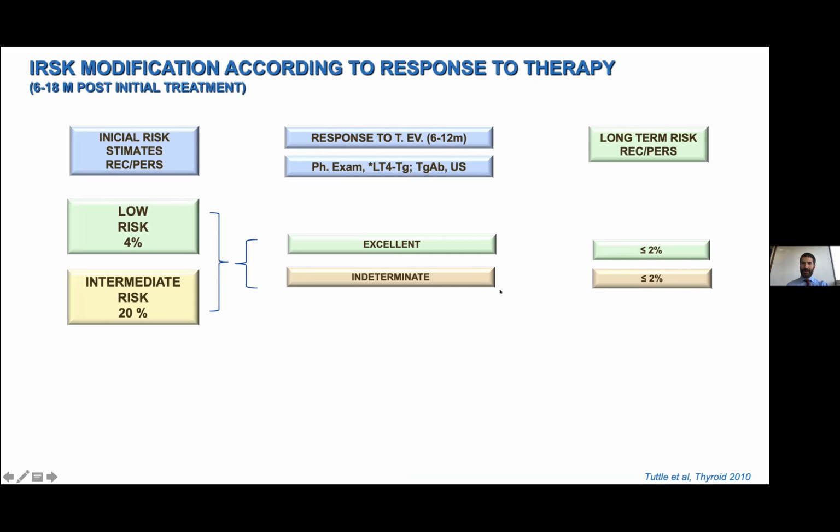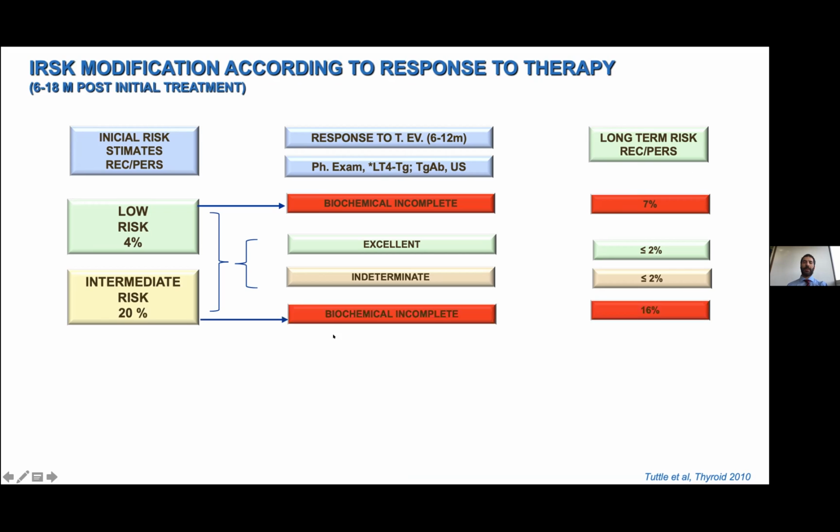More than 70%. So it is very important to know this number. On the other hand, when the patient started as a low-risk patient of recurrence who had biochemical incomplete response to therapy, the risk of recurrence is 7%. And when we have an intermediate-risk patient with biochemical incomplete response, the risk of recurrence is higher, 16%.